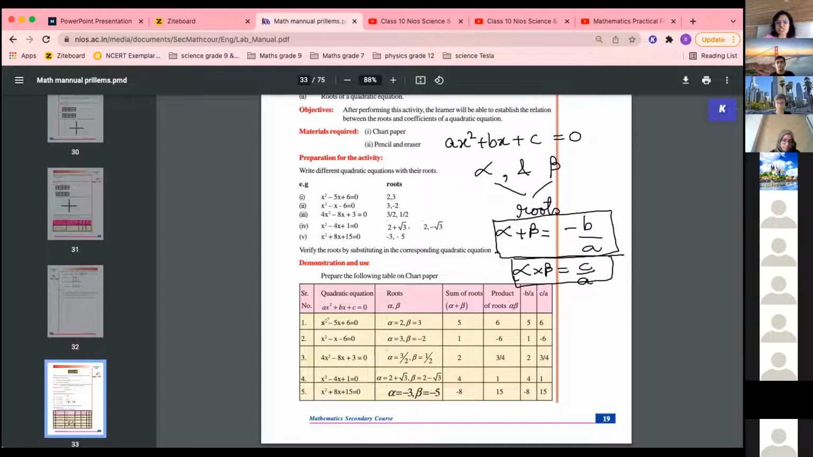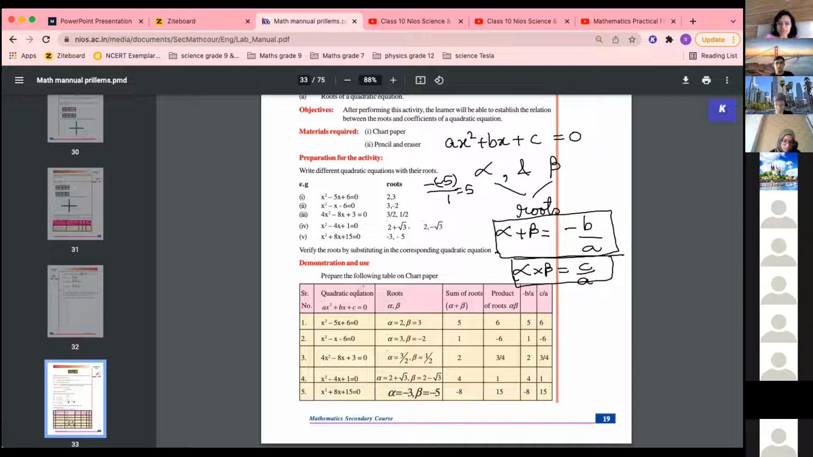Understood? So if you see this equation, x square minus 5x plus 6, if you solve it, the roots are 2 and 3. Okay, the roots are 2 and 3. Alpha is 2, beta is 3. Sum of the roots is 5. From here, if you do alpha plus beta, it is 5. From the formula, it is minus b by a. See, what is b? b is minus 5. So minus of minus 5 upon a, which is 1.